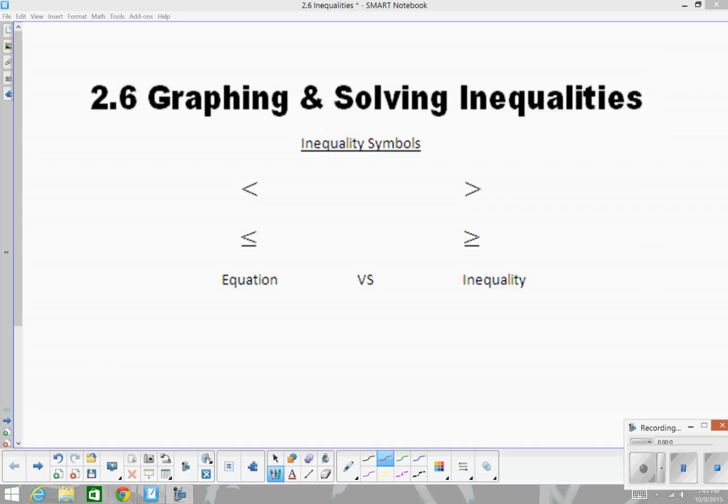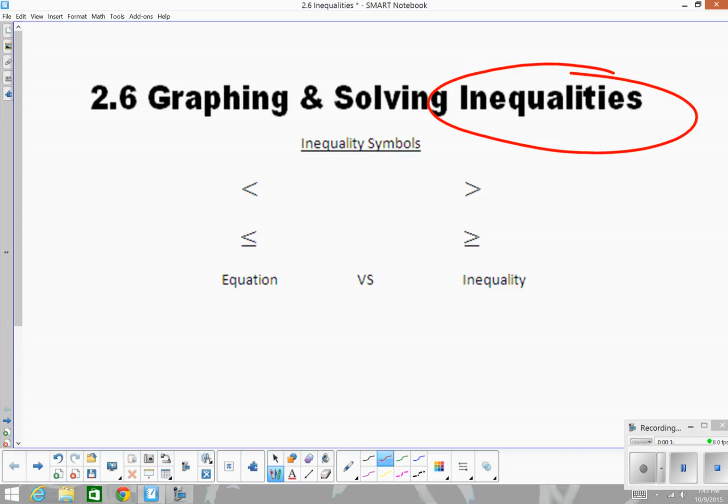All right, welcome back. Today we're going to be diving into the second part of chapter 2. It is going to be 2.6, graphing and solving inequalities. Okay, let's talk about what an inequality is to begin with.